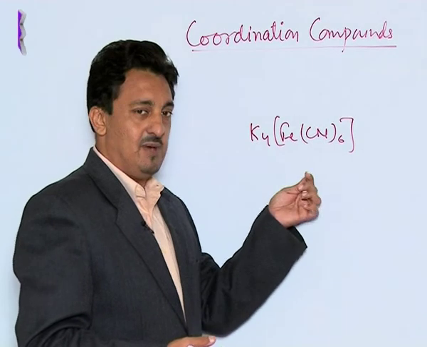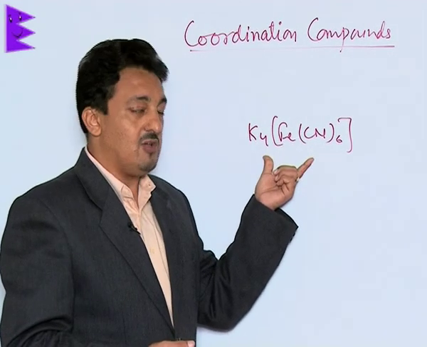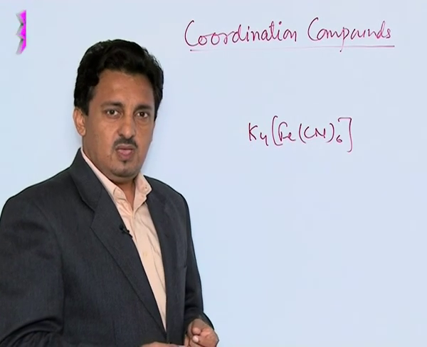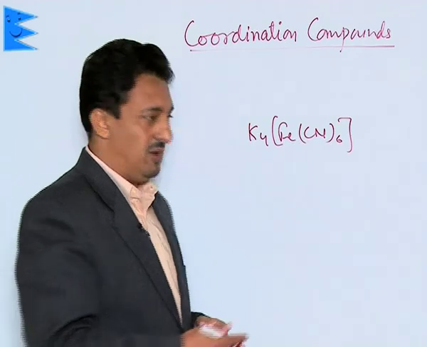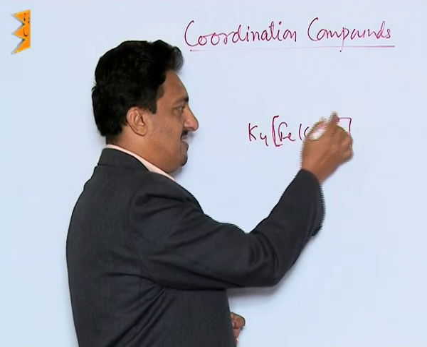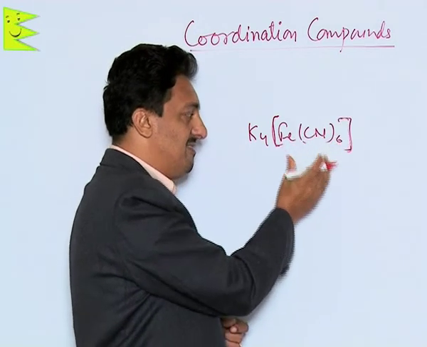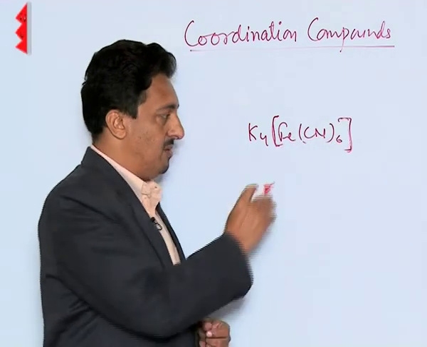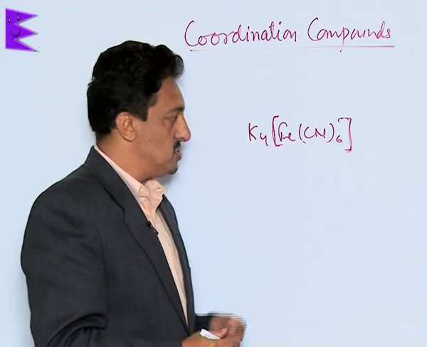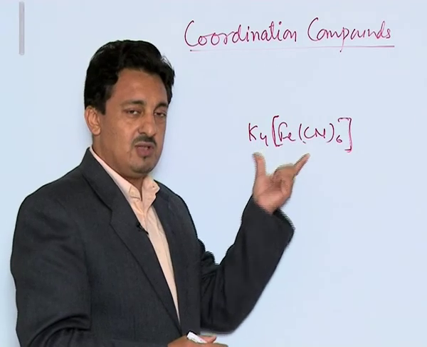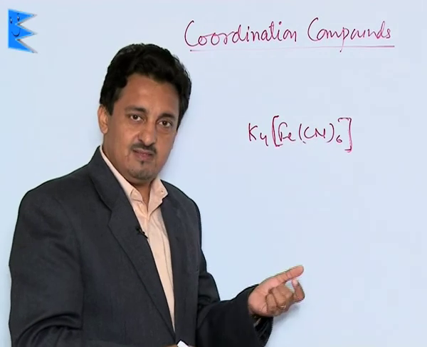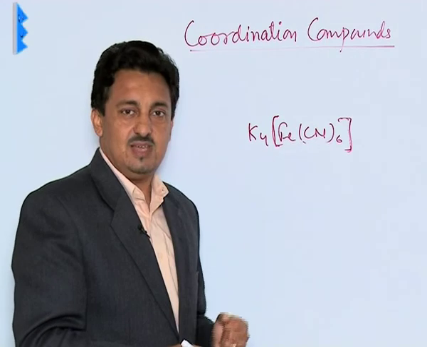What you find is this compound is a salt, and we call such compounds coordination compounds. Why do we call them coordination or complex compounds? Because the species kept inside the square bracket remains intact even when this compound is added to water. It doesn't dissociate into individual ions. So when you put this salt in water, don't expect to get Fe ions and cyanide ions. This whole species remains intact.